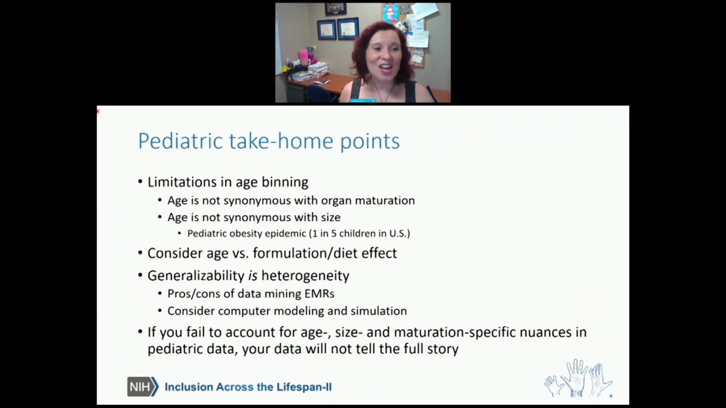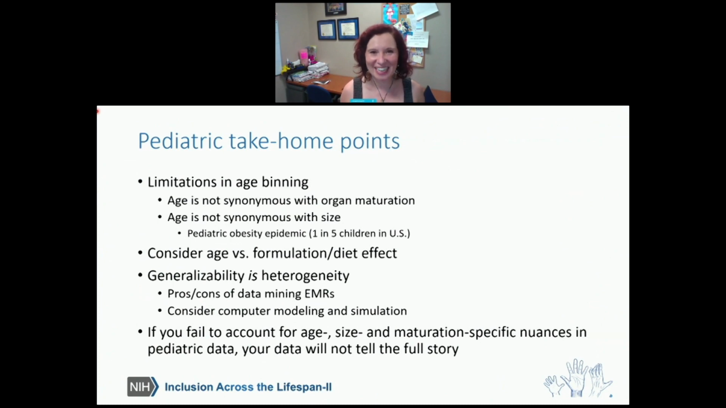To summarize, there are significant limitations in age binning. Age is not synonymous with organ maturation, and age is not synonymous with size. If we're going to include children of different ages in pharmacology trials, we're going to need to account for teasing out age effect from formulation and diet effect.